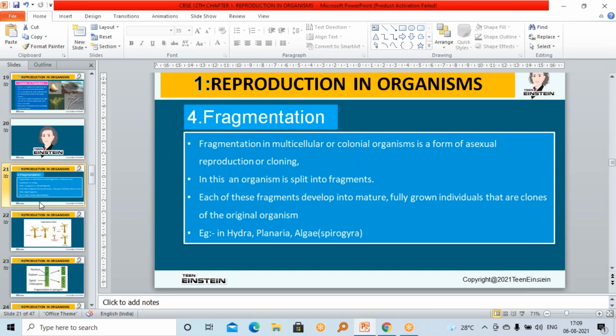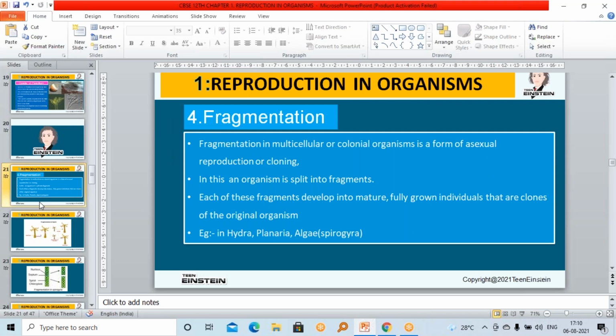And how will the offsprings be? The offsprings produced are exact copies of the parent, and they are genetically identical. In asexual reproduction, there is no fusion of gametes, which means there is no sexual process. So it is called asexual reproduction.